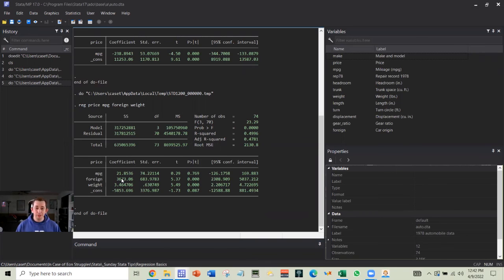So hopefully this makes Stata regressions make a little more sense, as well as the interpretation of the regression output.